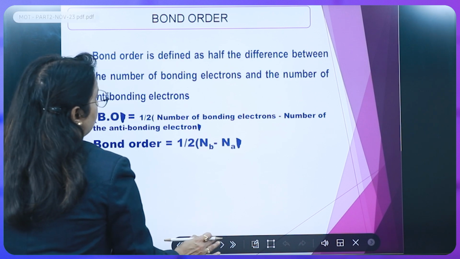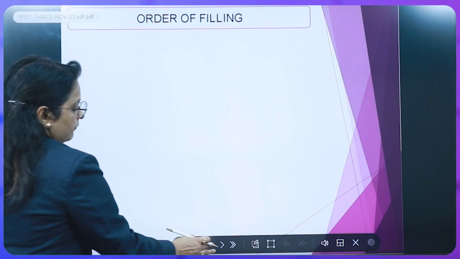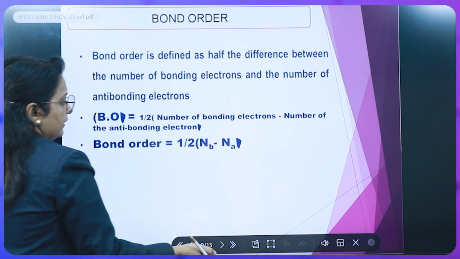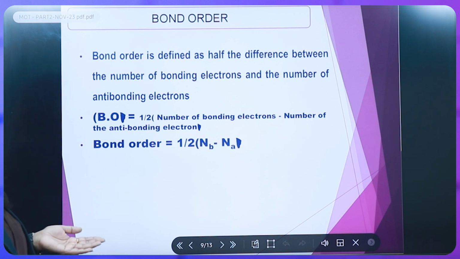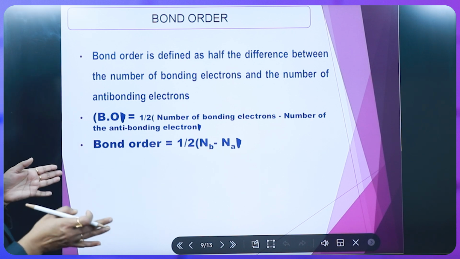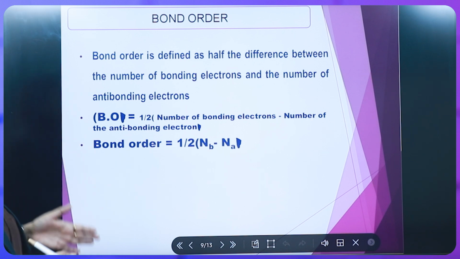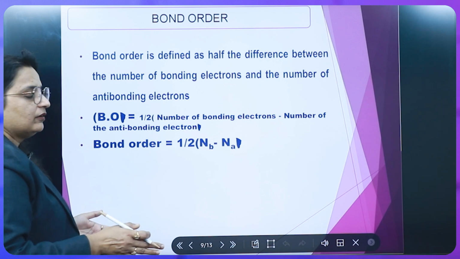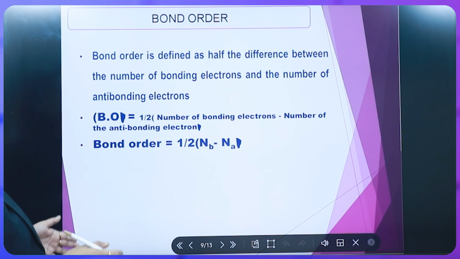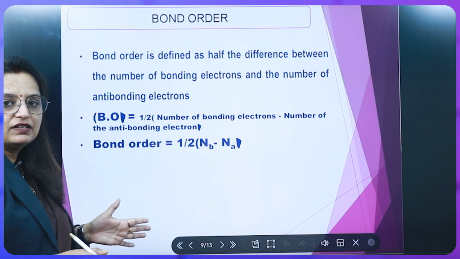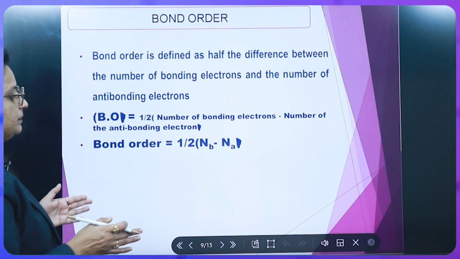So, this is the order of filling we have seen. Now, bond order, as we have already calculated in the case of homodiatomic molecules: the number of bonding electrons minus the number of anti-bonding electrons, divided by 2, will give us the bond order, and basically it will give us an idea about the number of bonds being formed.